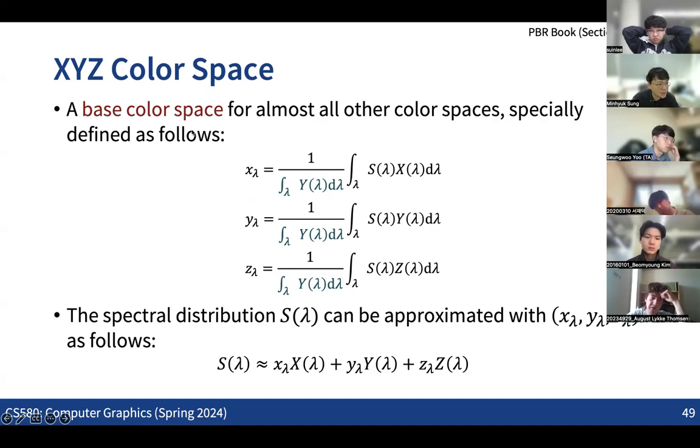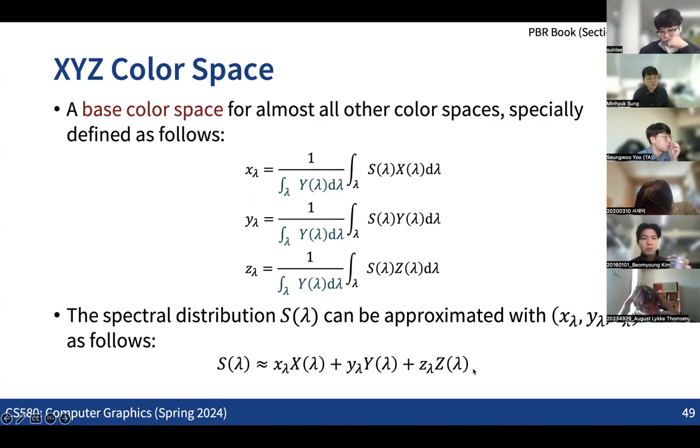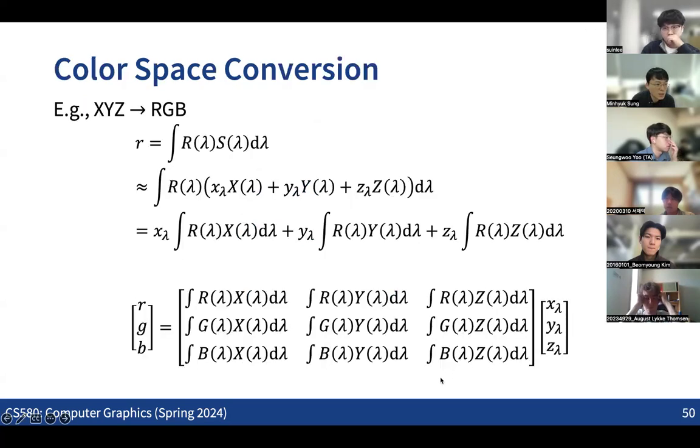And the reason why the XYZ color space is used as the basis of the other color spaces is this property that the input spectral distribution can be approximated as a linear combination of those terms. So this is a very special property of the XYZ color space, and we have taken this assumption for several decades to define many other color spaces. From this property, we can do conversion across the color spaces.